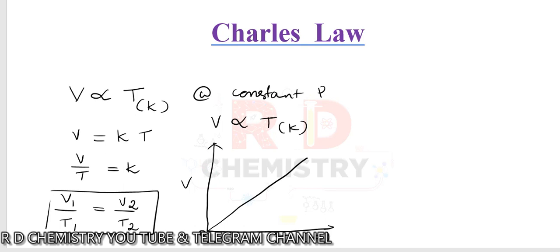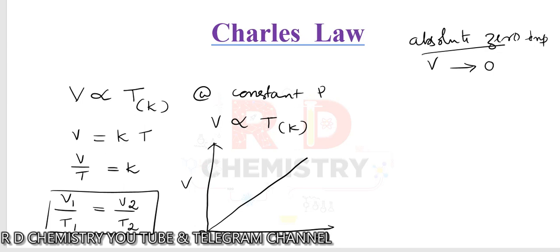Remember, this temperature is called the absolute 0. What is absolute 0? Absolute 0 temperature is the temperature at which volume becomes equal to 0. That means the gas does not exist.